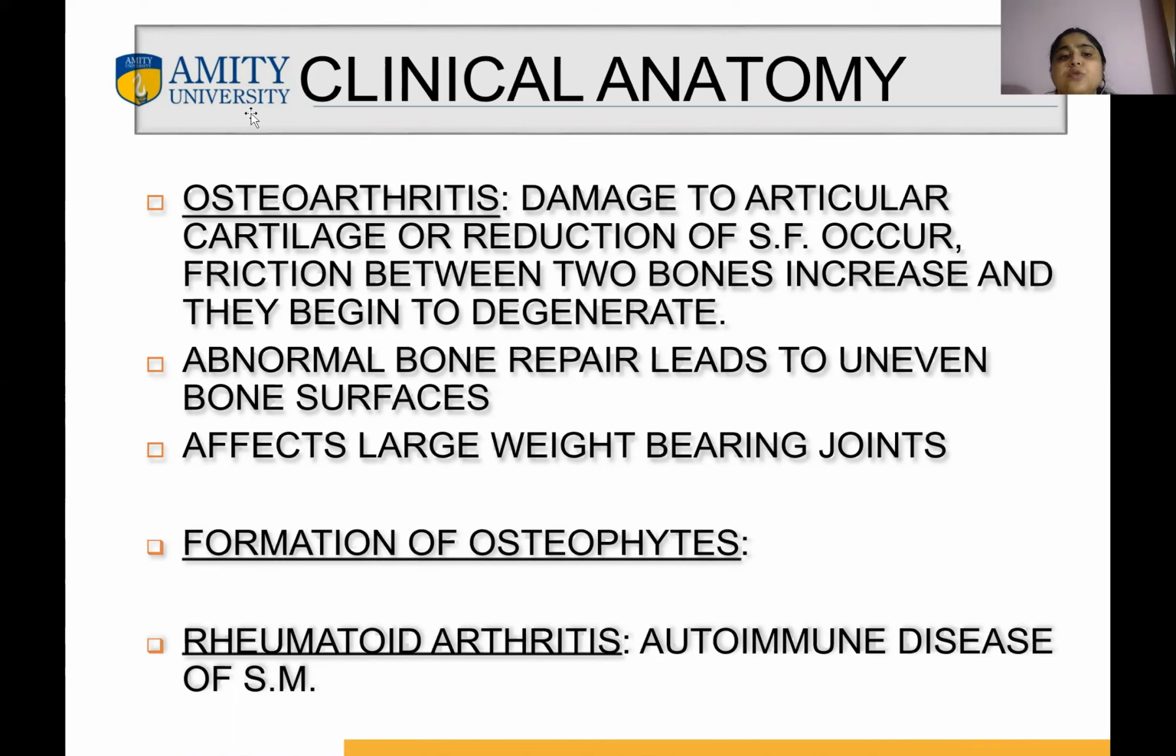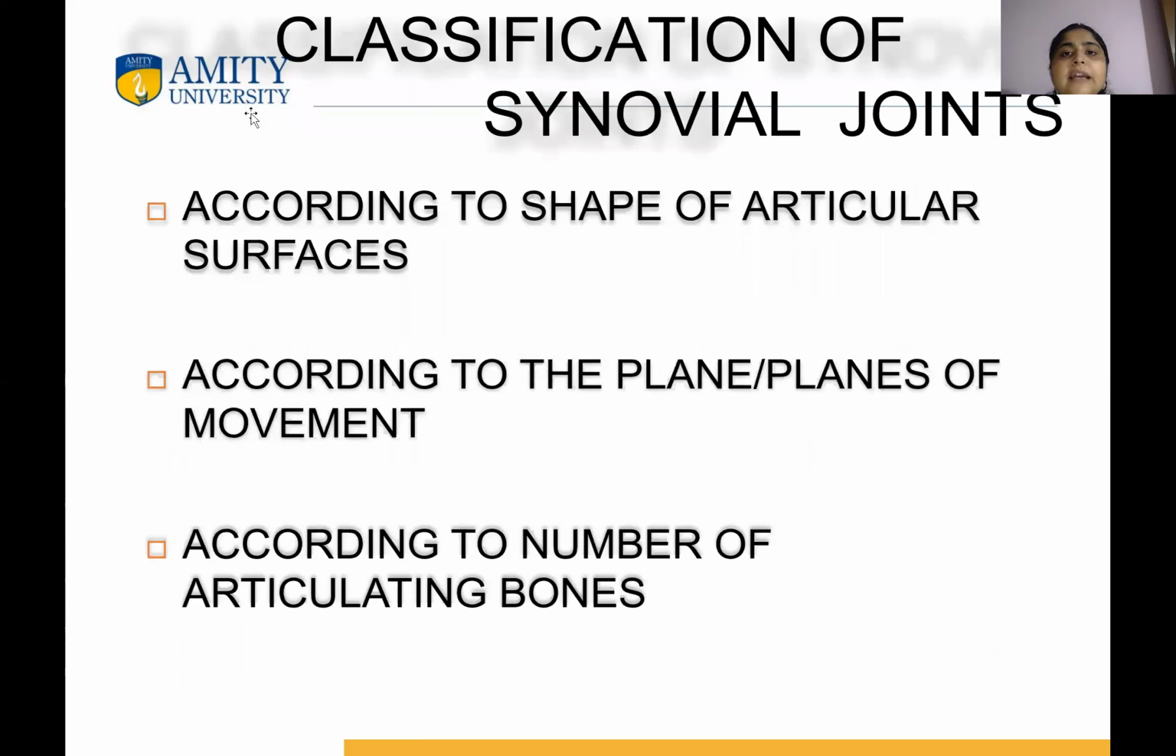Abnormal bone repair leads to uneven bone surfaces. It affects large weight-bearing joints like the knee joint, with formation of osteophytes. Now there is another kind of arthritis, which is rheumatoid arthritis. It is an autoimmune disease of the synovial membrane. Now, classification of synovial joints is according to the shape of articular surfaces, according to the plane of movement, and according to the number of articulating bones.